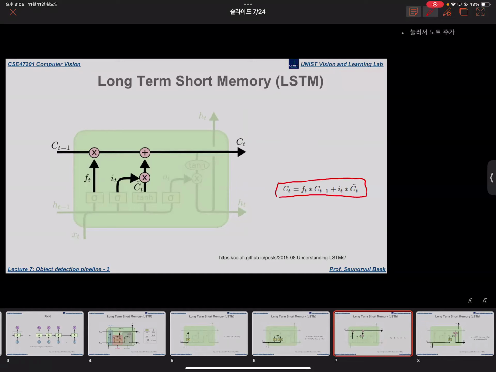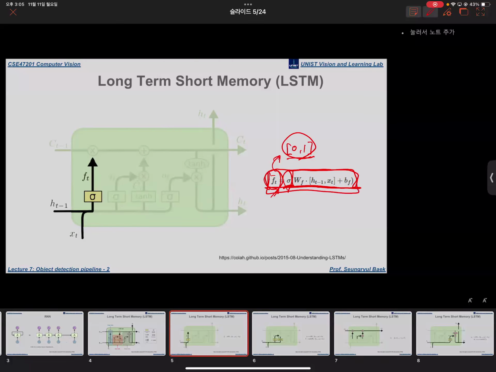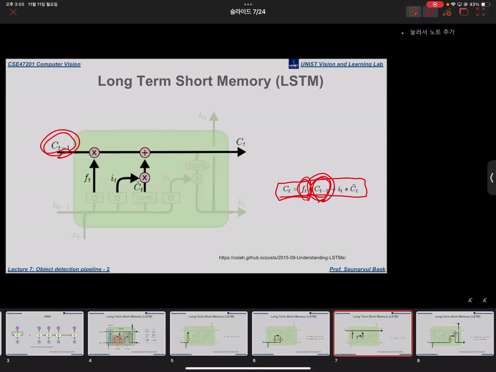And this is actually controlling this. So from the C, which is the context vector, retaining some information from the previous layer, you multiply the f of t you just obtained by C of t minus 1. Okay, are you guys following this?